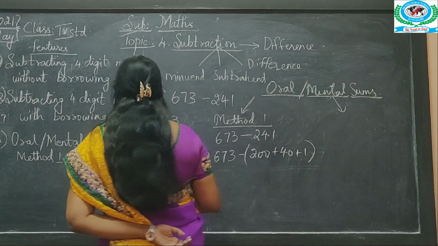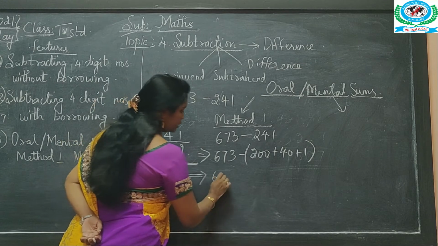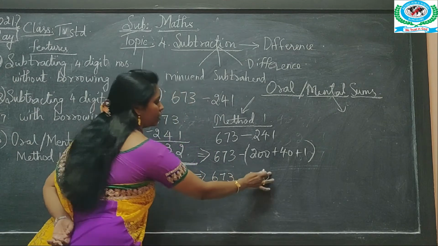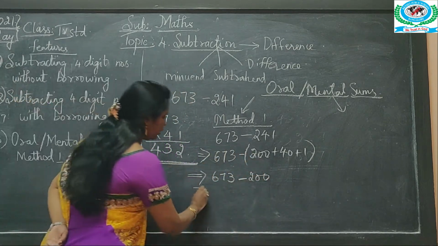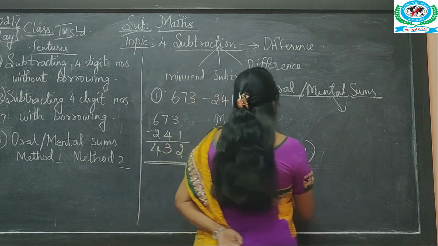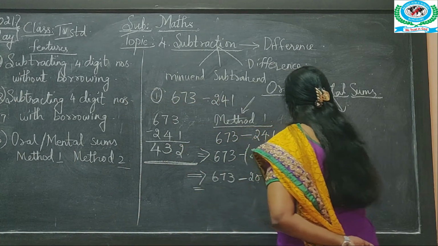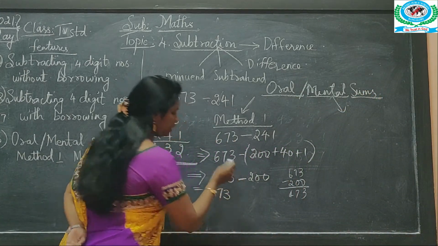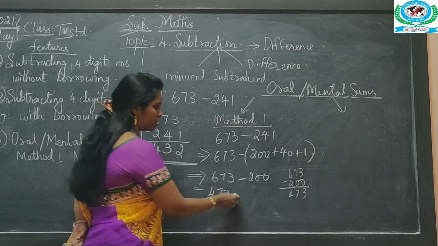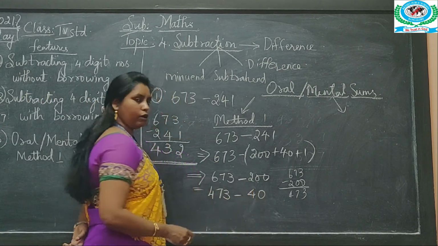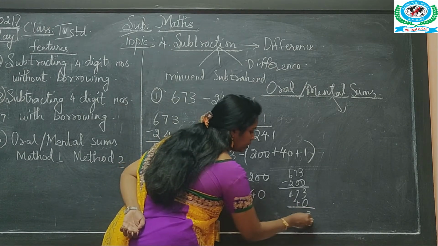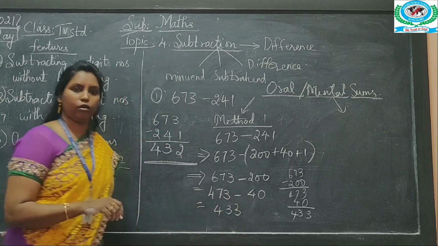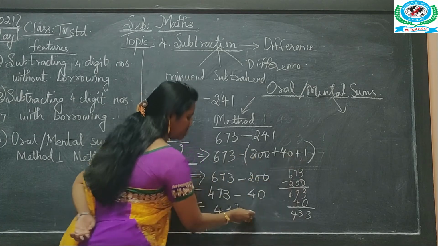So the next step is 673 minus 200. First you will take 200 because it's the first number, isn't it? 673 minus 200 gives 473. Then take this answer and subtract 40 from it. Subtracting 40, you get 433. Again you subtract 1 from this number.